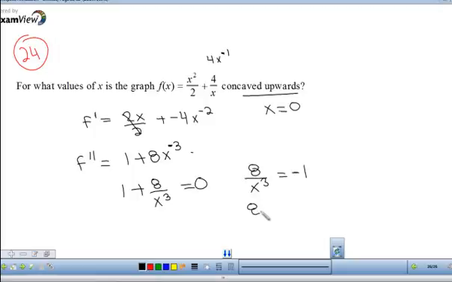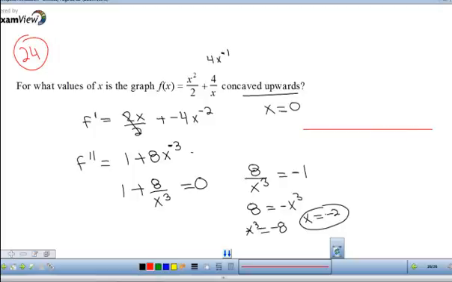Okay, so if I cross multiply, I get x to the third equals negative 8. So x equals negative 2. Okay, so I'm going to be checking at negative 2 and at 0. So at negative 2, I'm going to check to the left of negative 2, so that's negative 3. And I'm checking the second derivative to see if my second derivative is positive or negative. And I'm looking for upwards. I want my second derivative to be positive.